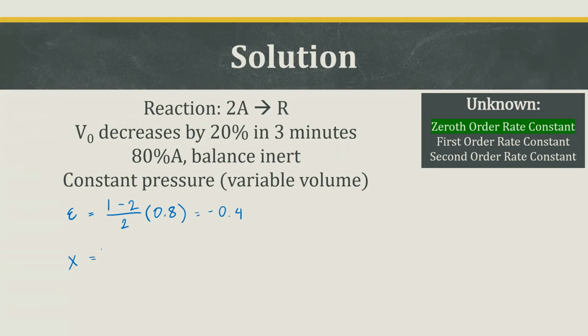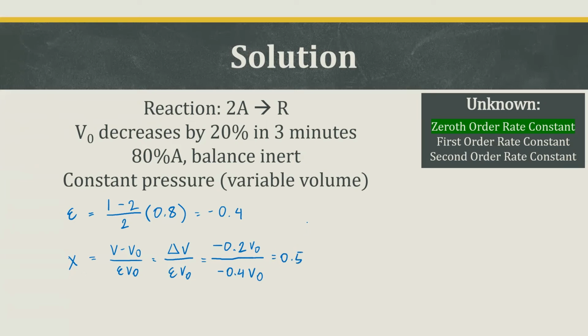For the conversion, that's V minus V naught all over epsilon V naught. We can write this one as the change in volume. And we know that the volume decreased by 20%. So that's going to be 0.2, but we put a negative sign because it decreased. And then let's substitute now the value for the epsilon. So that's negative 0.4 V naught. So simplifying, you should get 0.5. Okay, we now have epsilon and we now have x.